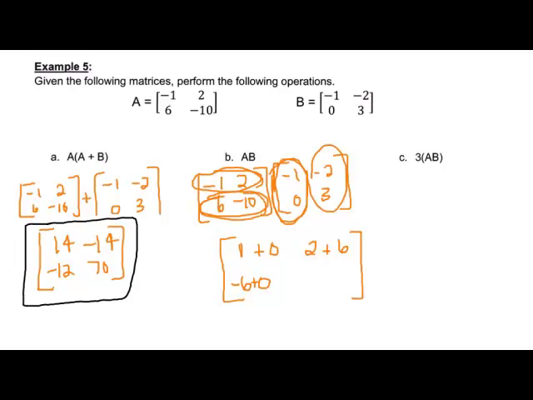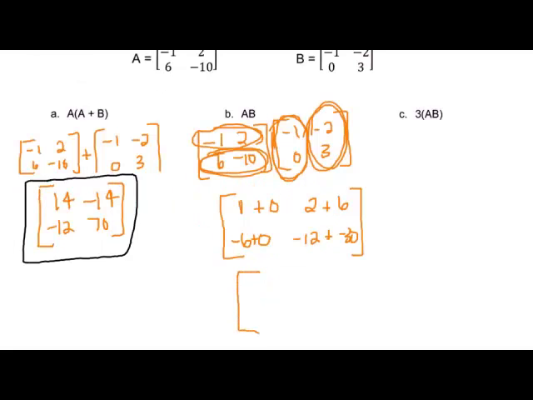And lastly, our second row, second column. 6 times negative 2 is negative 12. Negative 10 times 3 is negative 30. So our final answer is 1, 8, negative 6, and negative 42.